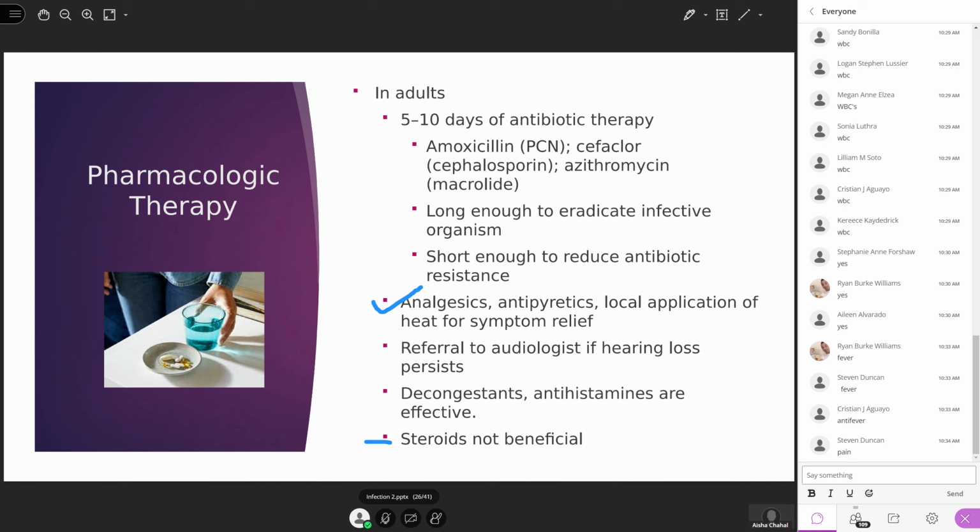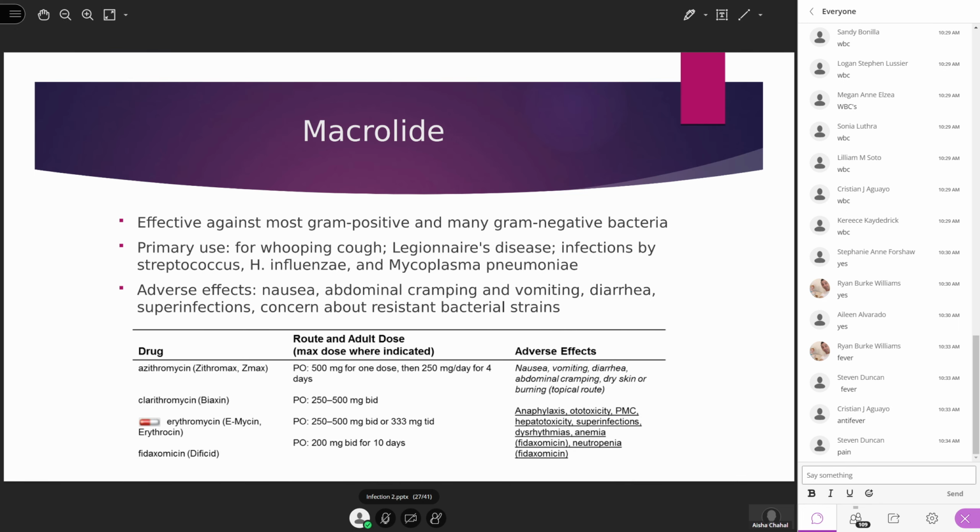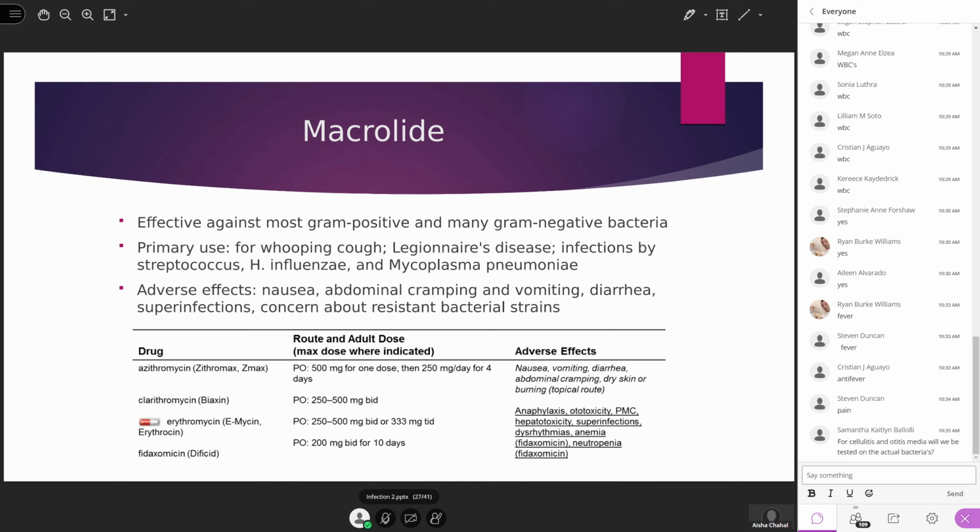Usually you would think that because of the inflammation it would help, but it does not help for some reason with the ear infection. Okay, decongestant antihistamines can affect because of the allergy, and the question.